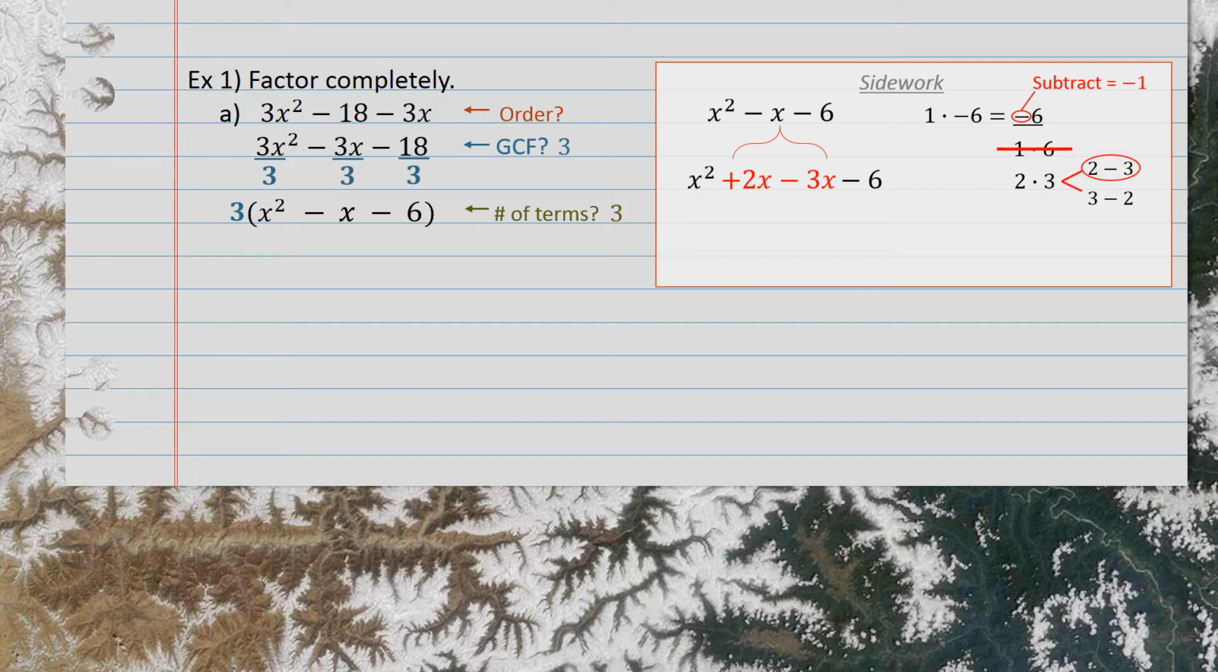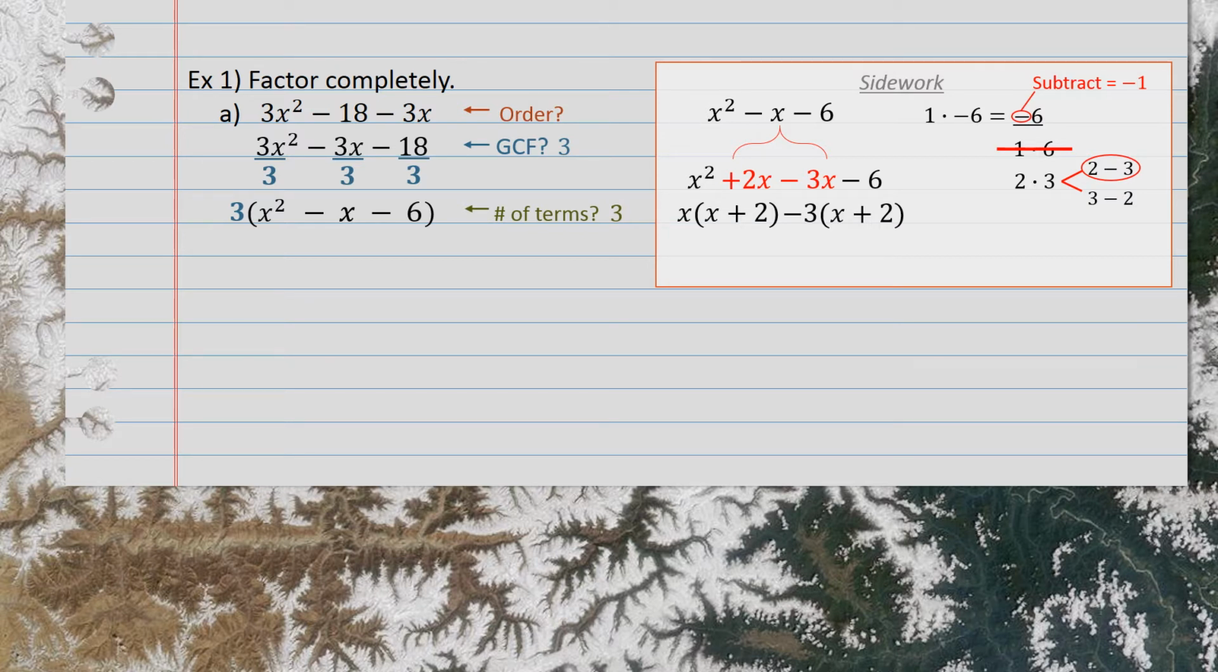So we look at the first 2 terms, x squared plus 2x, and we notice they have an x in common. And when you factor out an x, it leaves you with x plus 2. Now we look at the last 2 terms. We have a negative 3x minus 6. And notice they have a negative 3 in common. And when you factor out a negative 3, it leaves you with x plus 2.